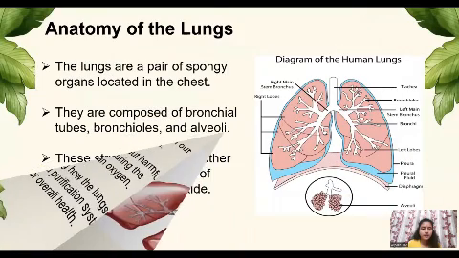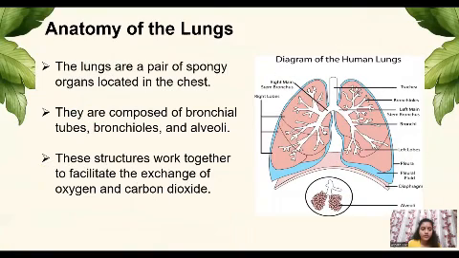Anatomy of the lungs. The lungs are a pair of spongy organs located in the chest, and they are composed of bronchial tubes, bronchioles and the alveoli. These structures work together to facilitate the exchange of oxygen and carbon dioxide. As we can observe from this diagram, there are many parts in the human lungs: right main stem bronchus, right lobes, trachea, bronchioles, left main stem bronchus, bronchi, and so on.